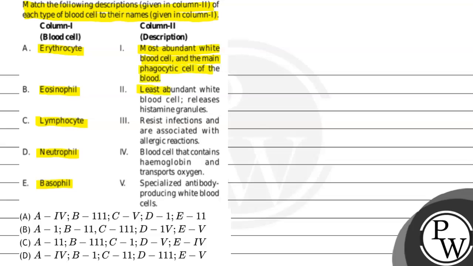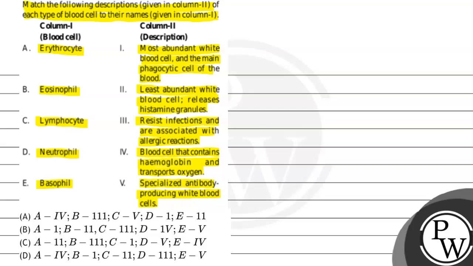Number 2, least abundant white blood cell releases histamine granules. Number 3, resist infections and are associated with allergic reaction. Number 4, blood cell that contains hemoglobin and transports oxygen. And number 5, specialized antibody producing white blood cells.